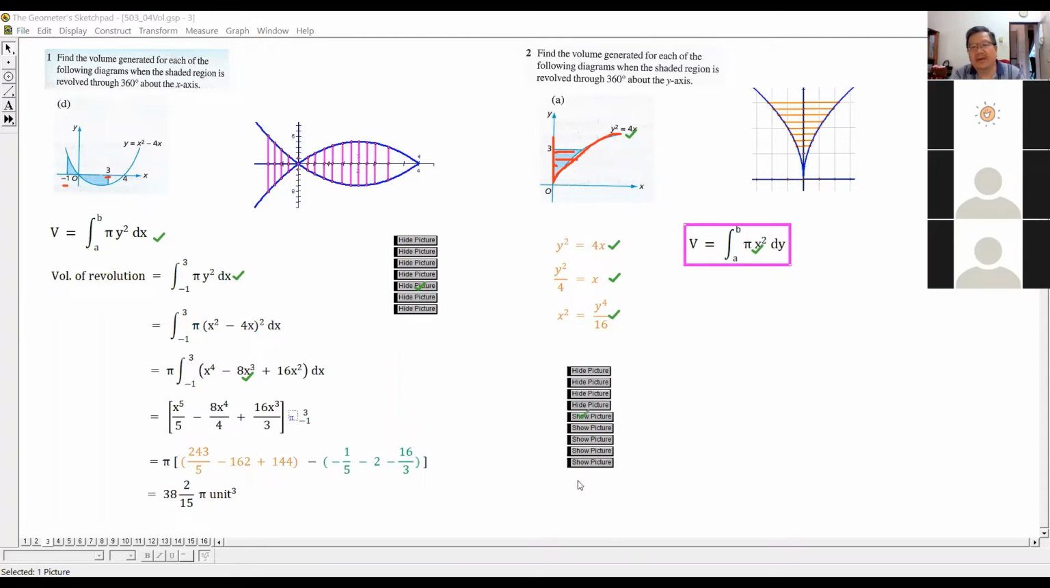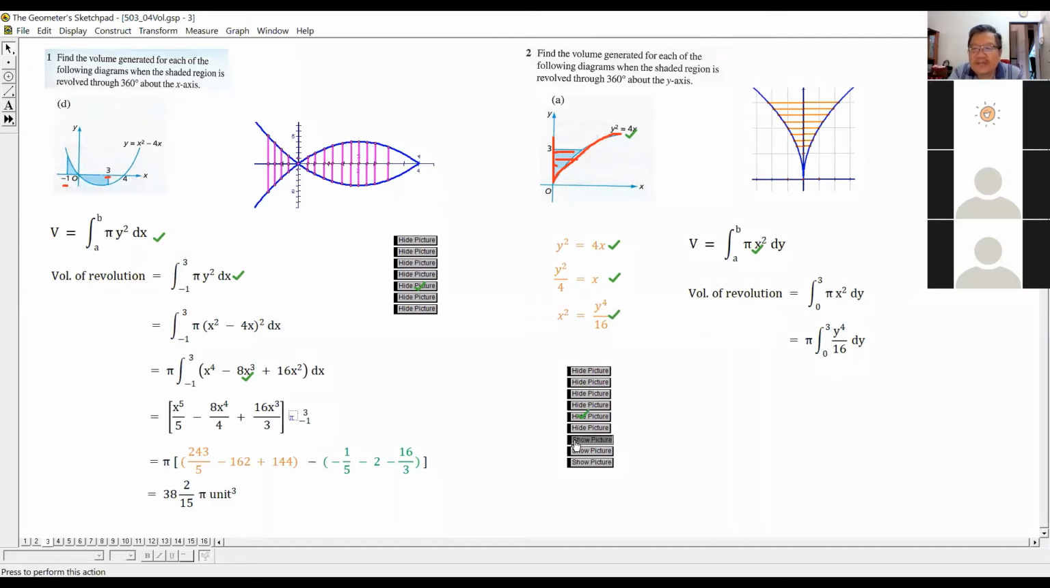So what do we have now? We have the volume of revolution is the integral from y equals 0 to y equals 3 of pi x squared dy. Finally, the x squared you have to change to y. Where does this come from? From what we found earlier: x squared is y to the power of 4 divided by 16.